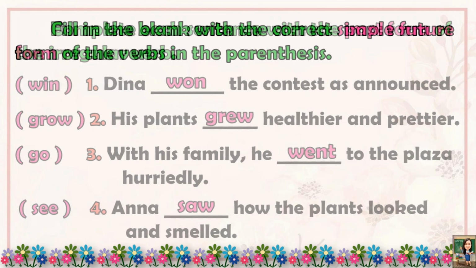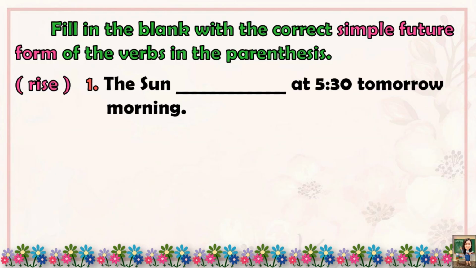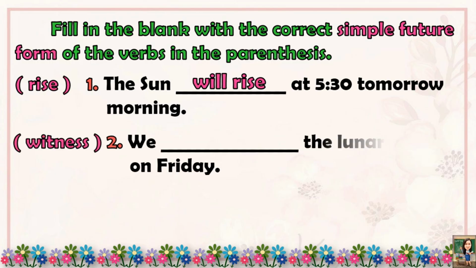Another activity. Fill in the blank with the correct simple future form of the verbs in the parentheses. Number 1. The sun blank at 5:30 tomorrow morning. What is the future tense of rise? Correct. Will rise. The sun will rise at 5:30 tomorrow morning. Number 2. We blank the lunar eclipse on Friday. What is the future tense of witness? Correct. Shall witness. We shall witness the lunar eclipse on Friday.